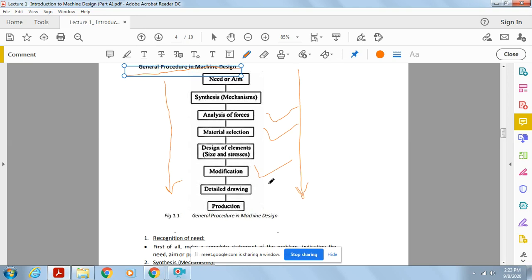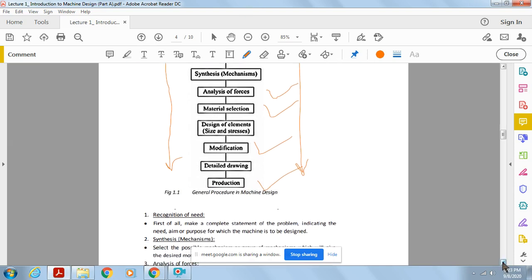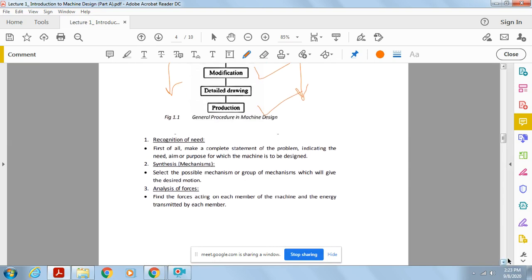Once the detailed drawing is passed and approved, it is required for further manufacturing or production. So these are the several steps that any particular design should follow. Any design shall pass through this chain of steps to get approval and to go through the shop floor for manufacturing or production.